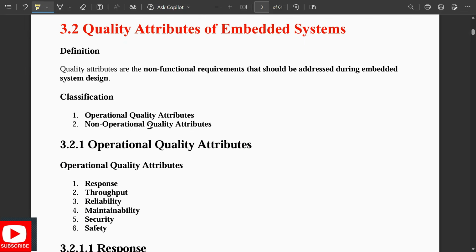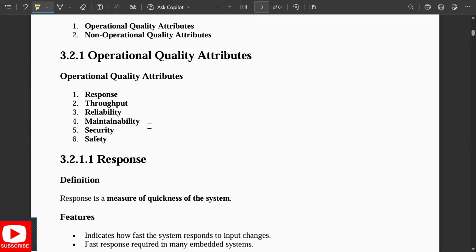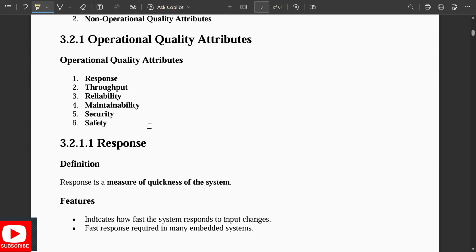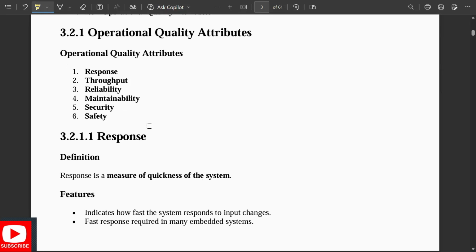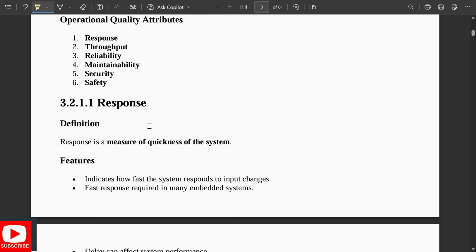Classification: we have two types of quality attributes, one is operational and the other is non-operational. First are the operational quality attributes, that is response, throughput, reliability, maintainability, security, and safety.